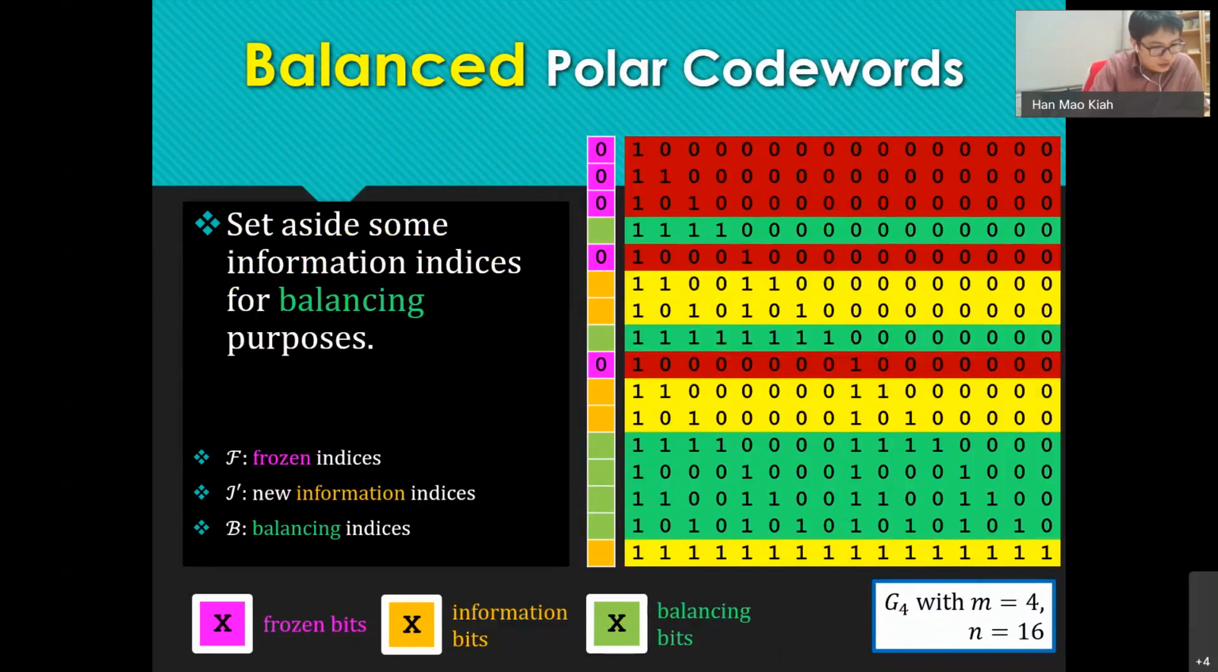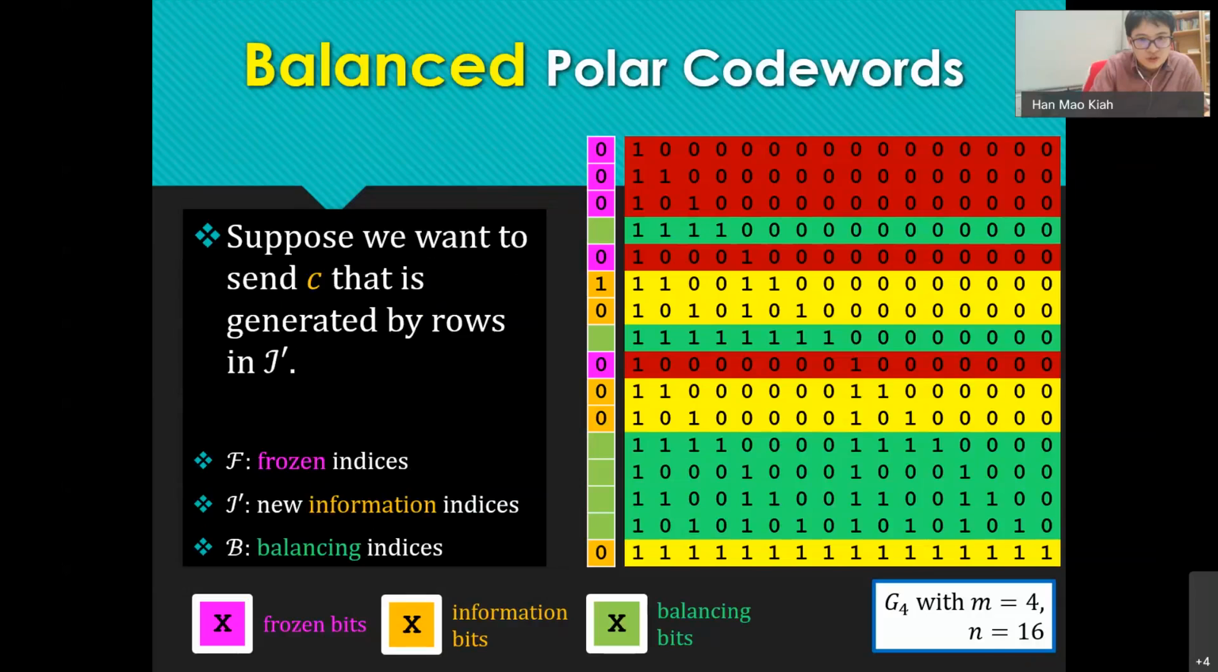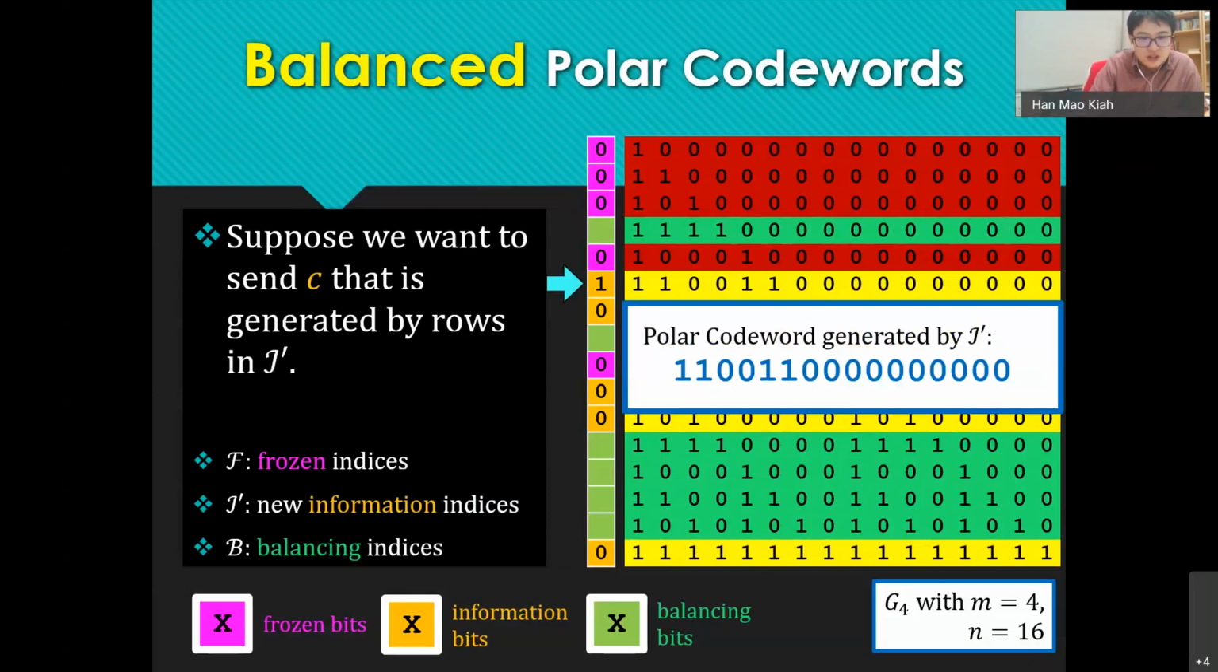Let's say we want to transmit this information, 11000. We fill up the information bits as earlier, and again we obtain the same codeword as before, the weight 4 codeword.